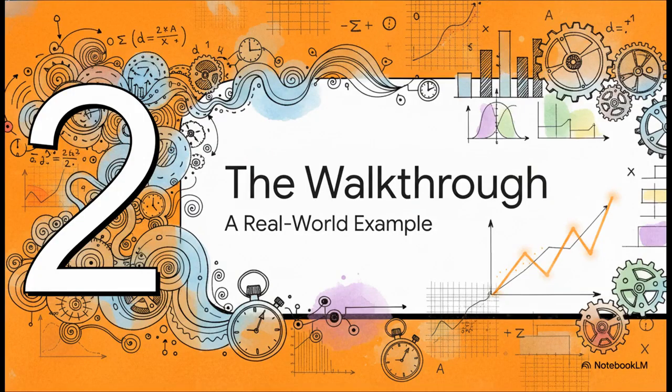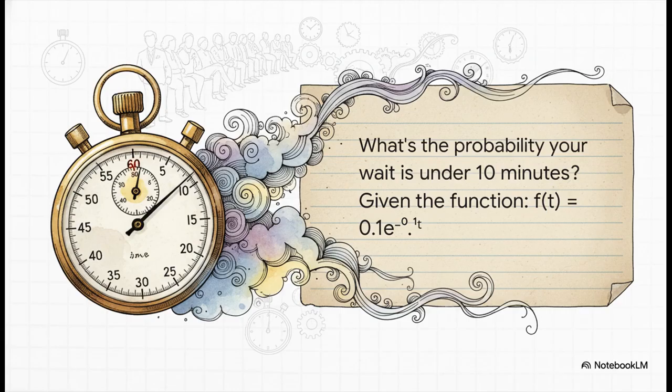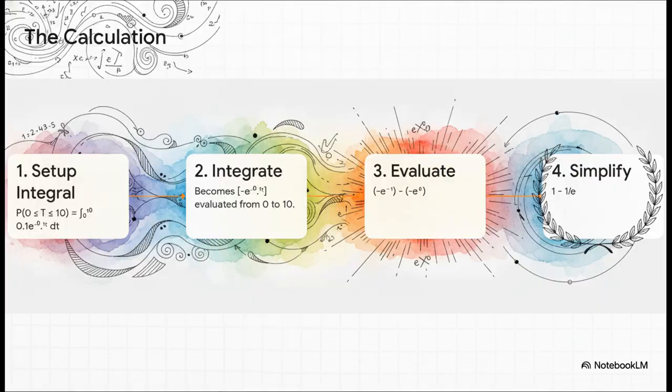All right, theory is one thing, but let's make this real. We're going to walk through an actual problem from our study guide, figuring out the chances of a specific wait time. So here's our mission. We've been given this specific PDF that models how long people have to wait. Our job is to use it to find the exact probability that our wait will be somewhere between 0 and 10 minutes. So we just follow the recipe. First, we set up our integral with our bounds 0 and 10. Then we integrate the function.